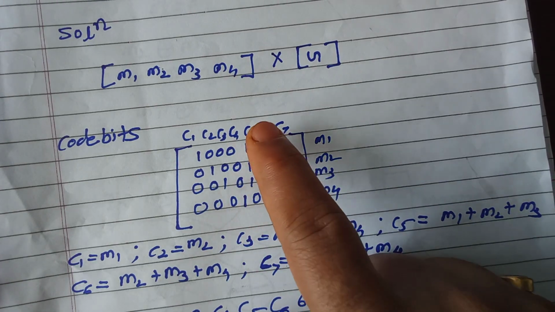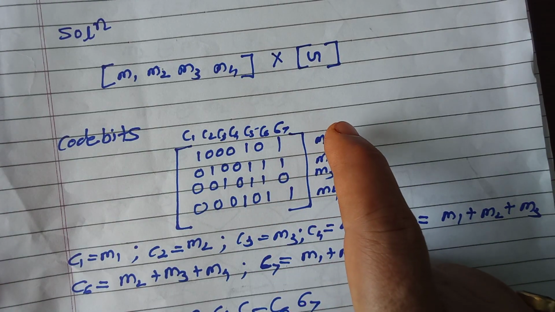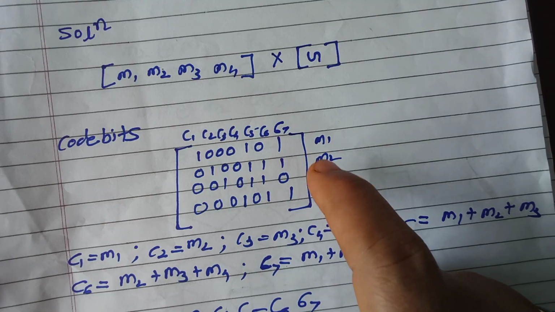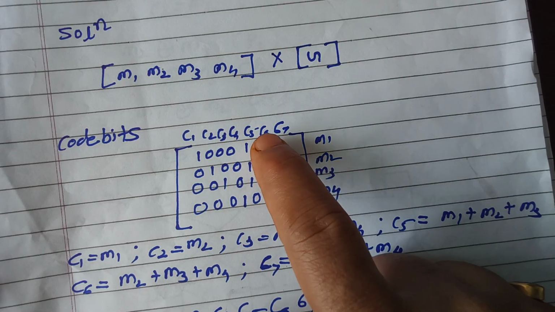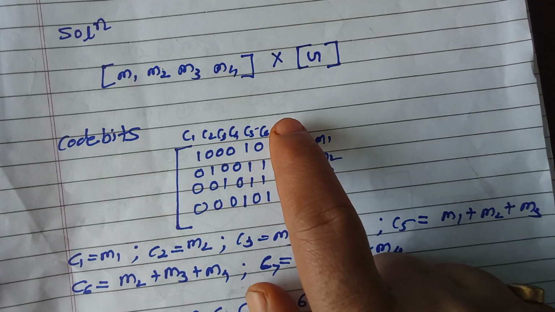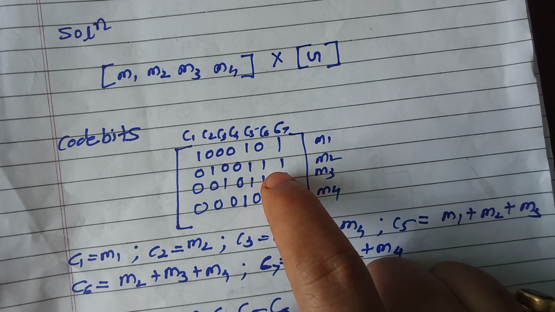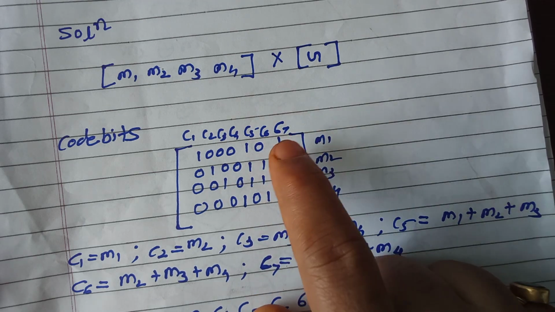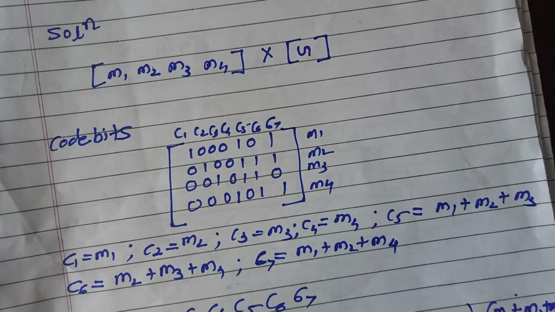Now C5, 1 appears 3 times, in row M1, row M2, and row M3. So you have to write M1 plus M2 plus M3, where plus means XOR or mod 2 operation. C6 is M2 plus M3 plus M4. C7 is M1 plus M2 plus M4.